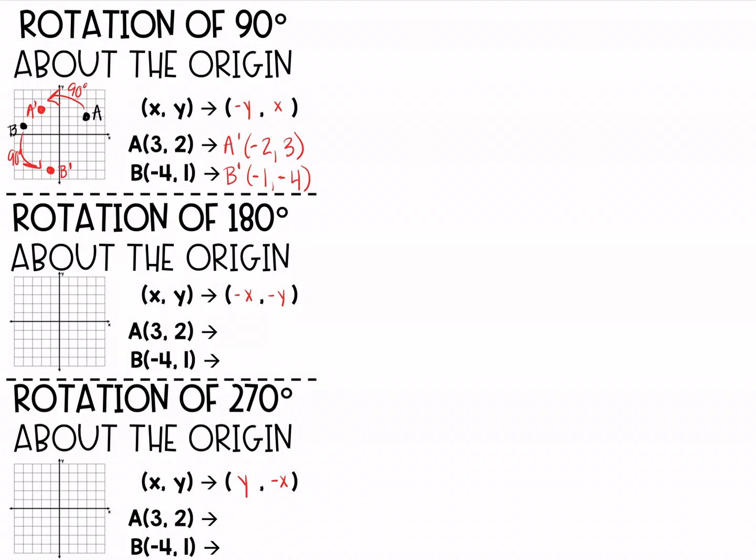So A is (3, 2), so 1, 2, 3, 1, 2. And B is (negative 4, 1).